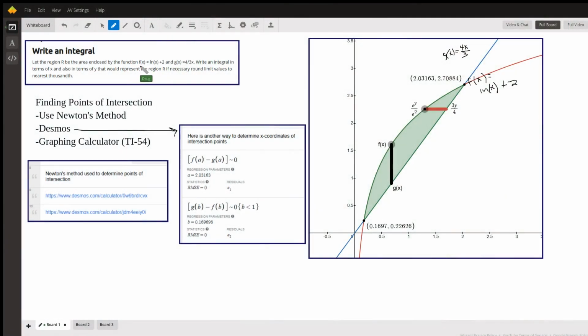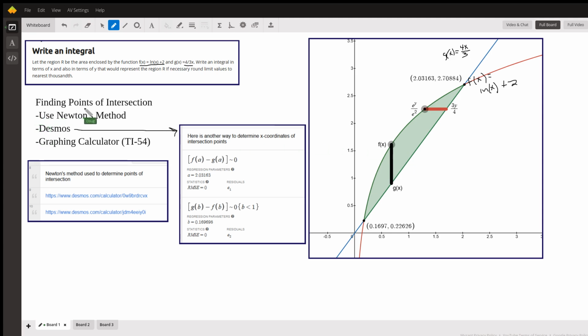You're given two functions, f of x equals ln of x plus 2, and g of x equals the linear function 4/3 times x. So the slope is 4/3. Y-intercept is at (0, 0). Here's a graph of the two functions, and we want to find a formula for the area of this green region.